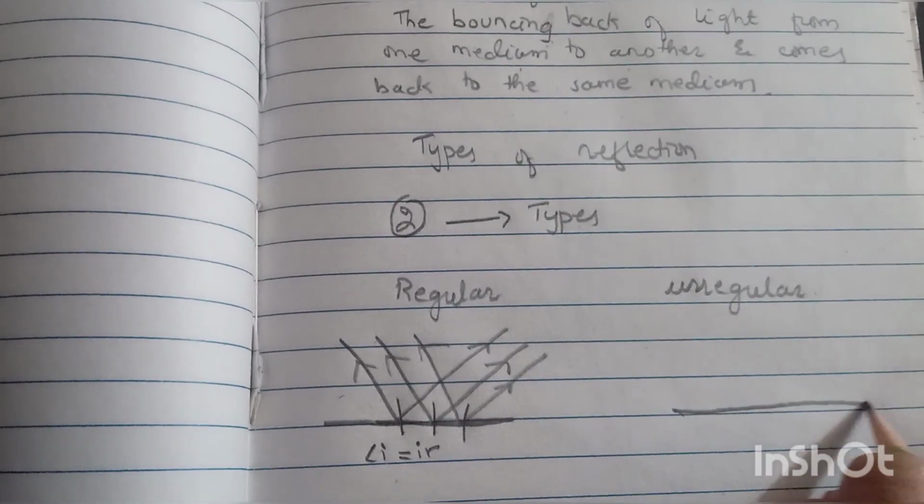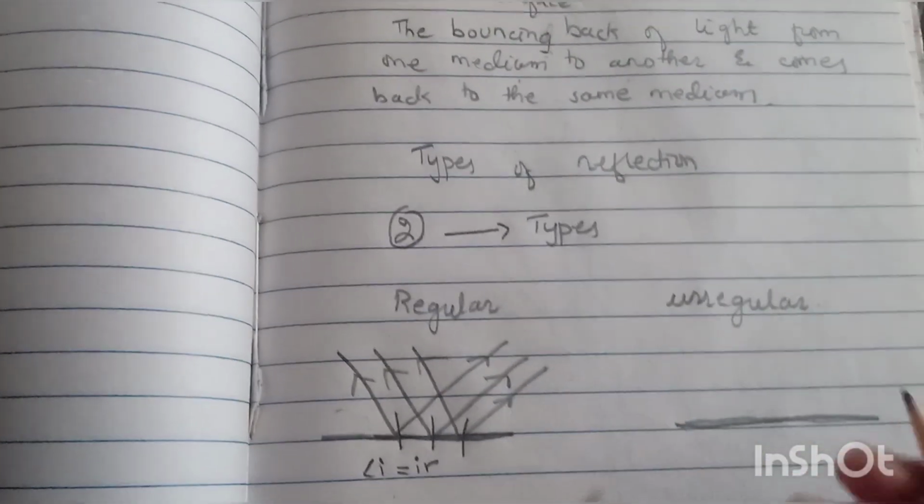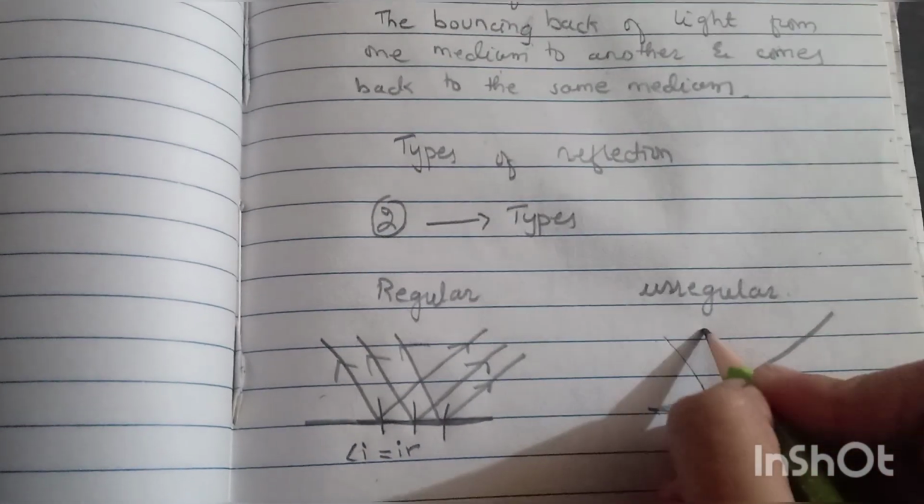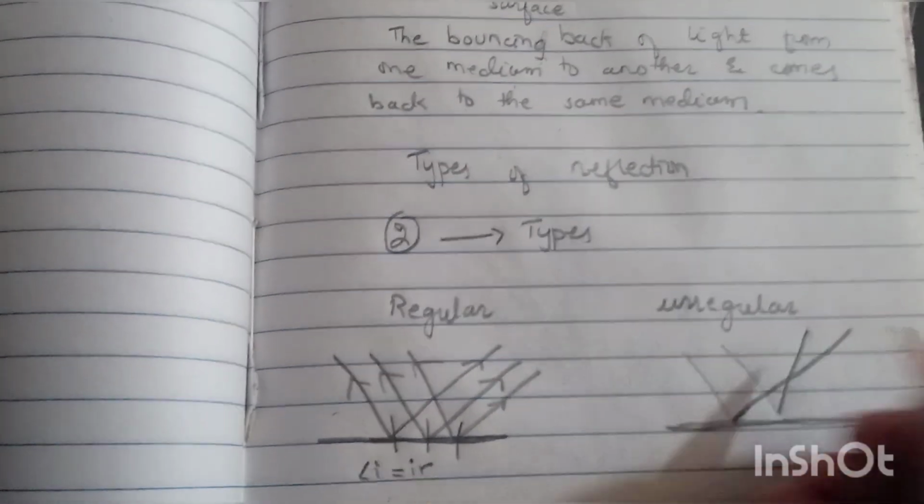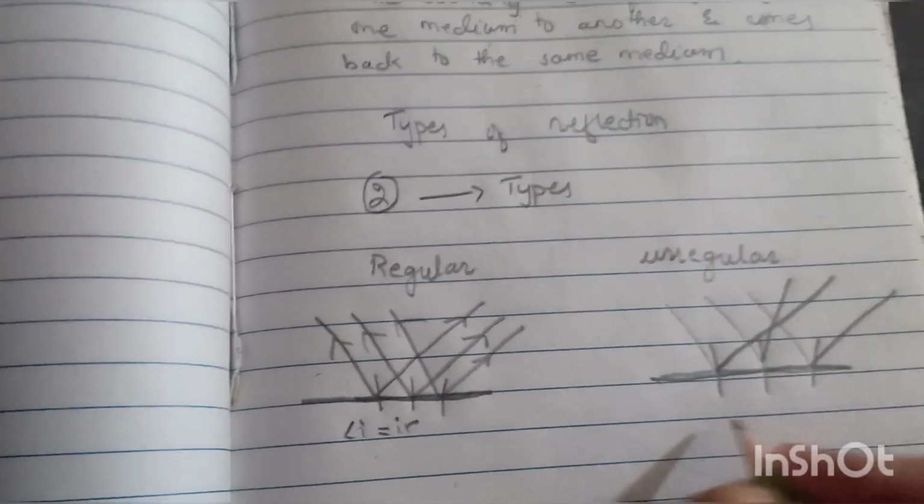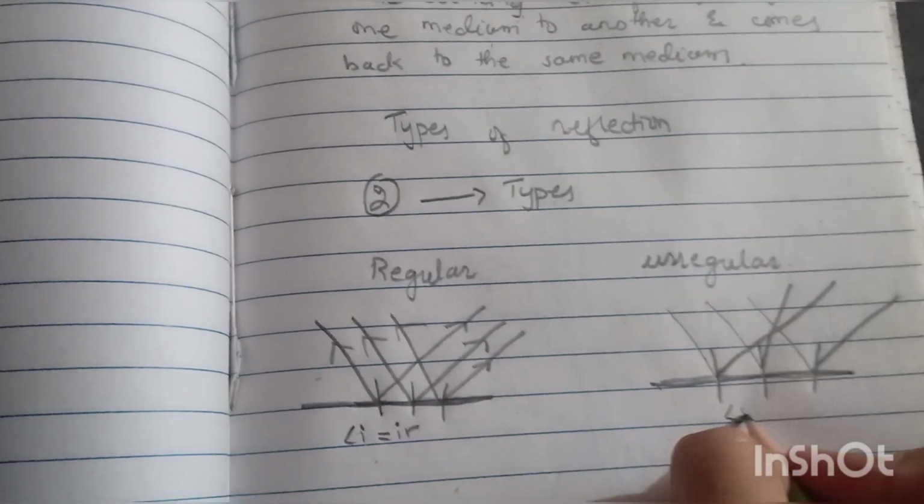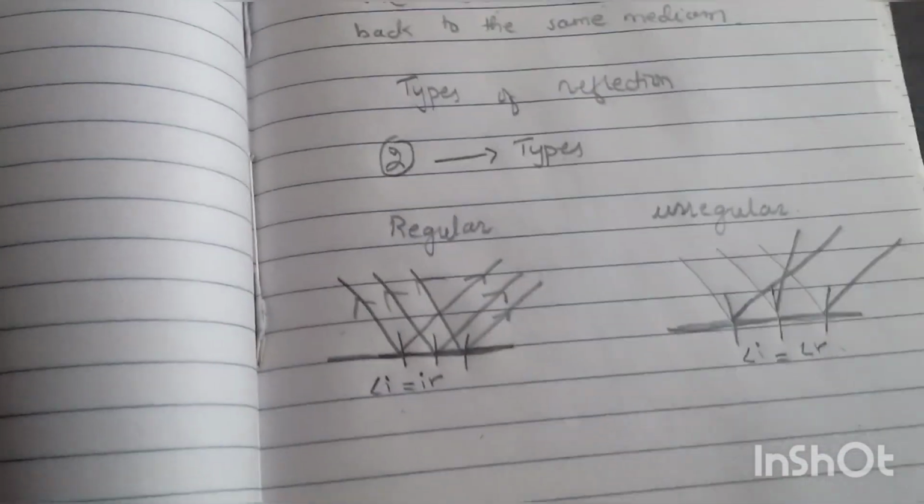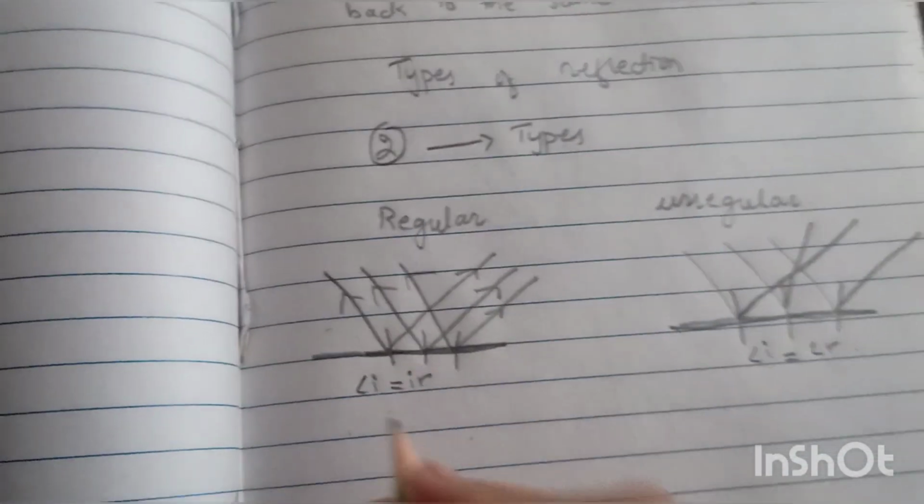Second, irregular. Talking about irregular reflection, light comes here, goes there, comes here, goes here, or wherever it wants to bend, right? This is normal. But here too the same condition holds: the angle of incidence is equal to the angle of reflection, right? So let's talk about an example of it.